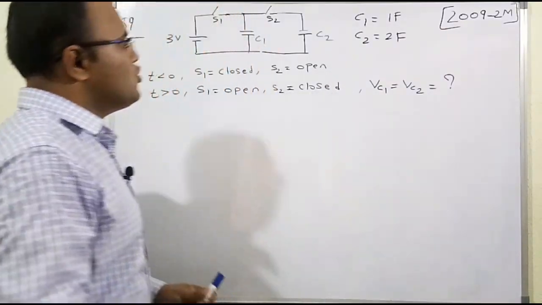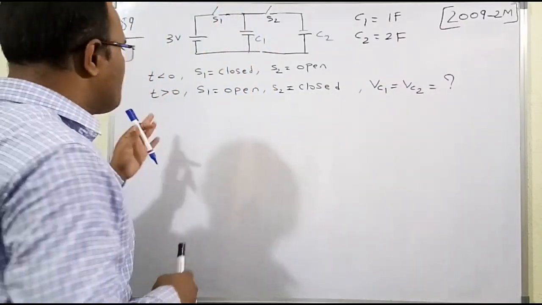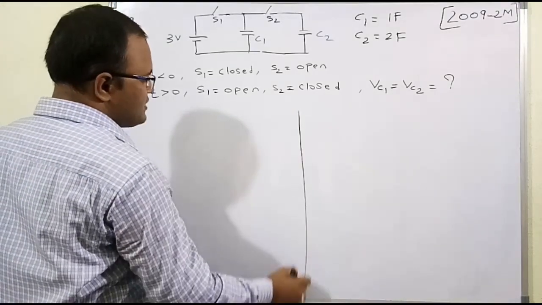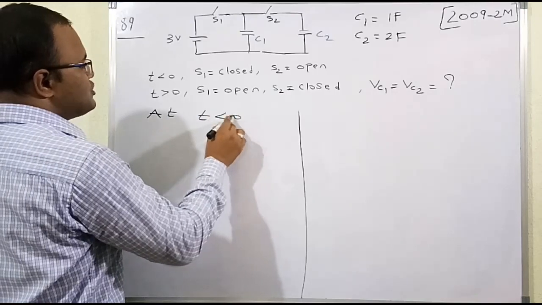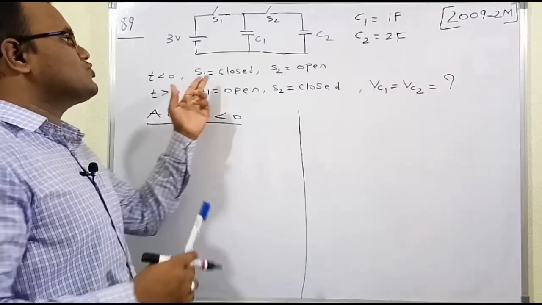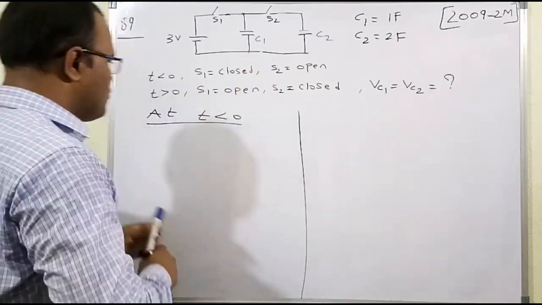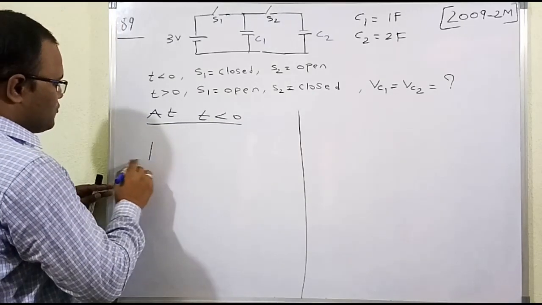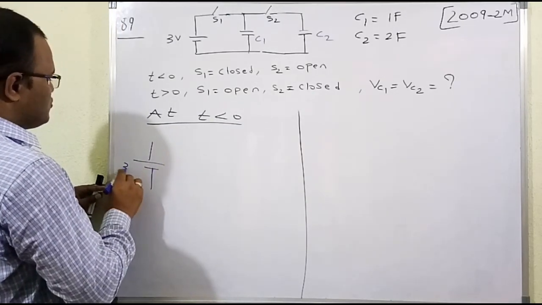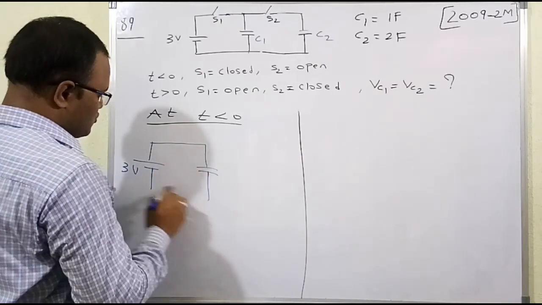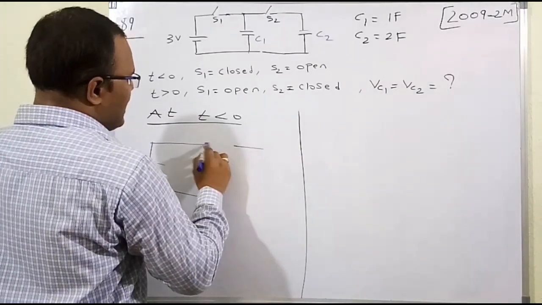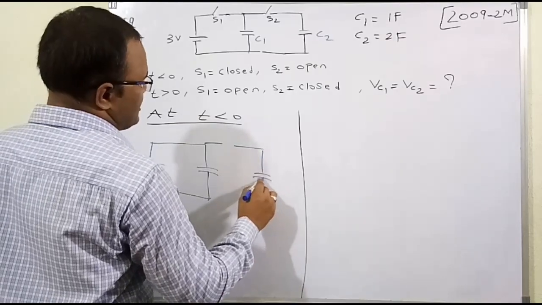So let's now do this numerical by dividing it into 2 parts. The first part is at time t less than 0. At t less than 0, we know that S1 is closed and S2 is open. So I am going to draw the equivalent circuit with S1 closed and S2 open at t less than 0.